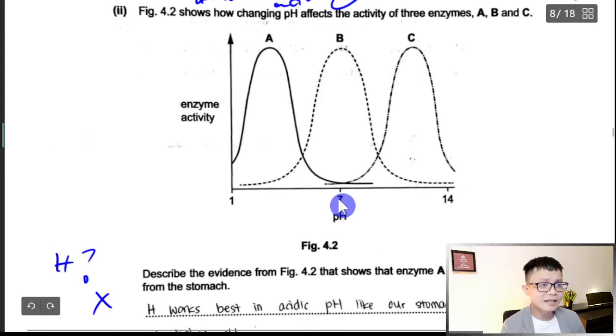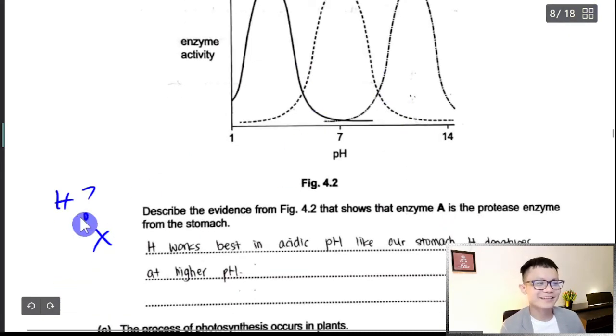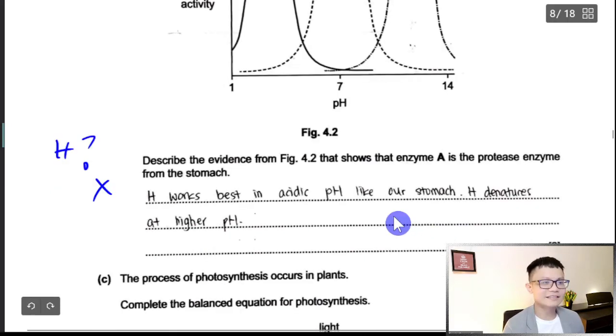Then I'm looking here at A, B, and C. And I'm looking for where is the enzyme. Then I just see wrong. Wrong. It works best in the acidic pH like our stomach. It denatures at higher pH. So okay lah, it's supposed to be correct lah because it's the stomach and it denatures at higher pH. So I just give wrong lah.